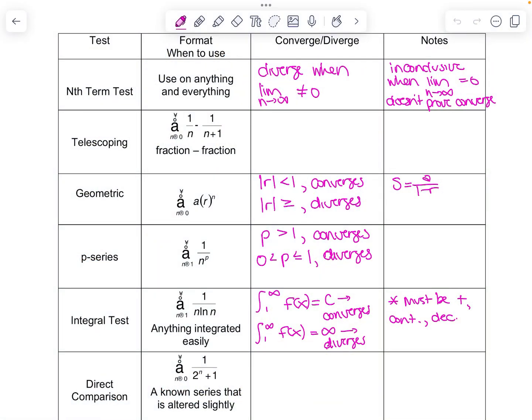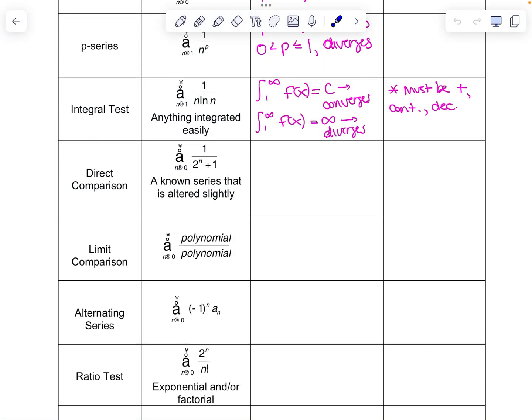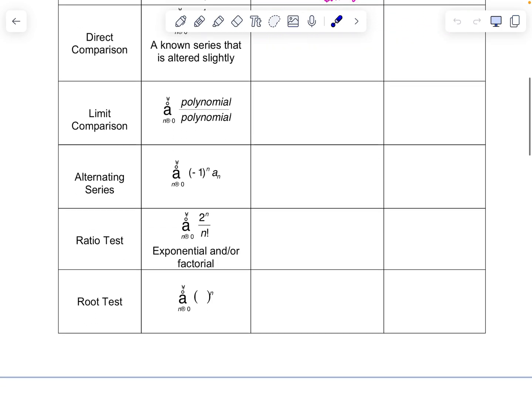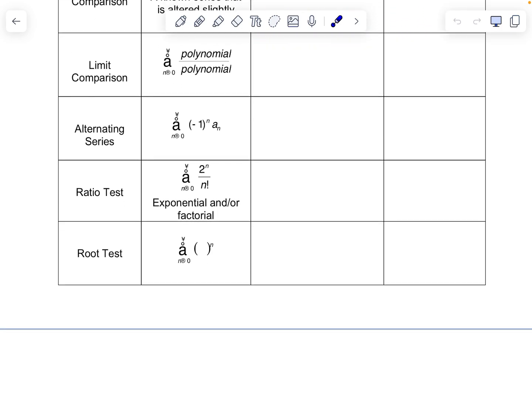Yellow sheets real quick. What do we need to have filled in under our alternating series here? What do we need to fill in? Yep, I would say check the limit as n approaches infinity of a sub n. That must equal 0. I would also say a sub n plus 1 must be less than or equal to a sub n. Okay.